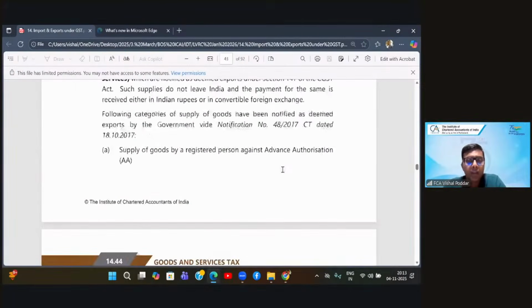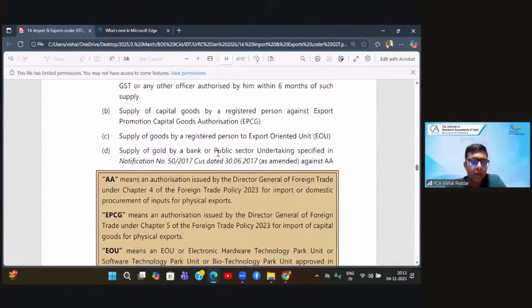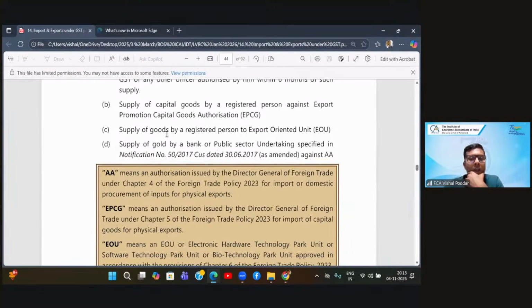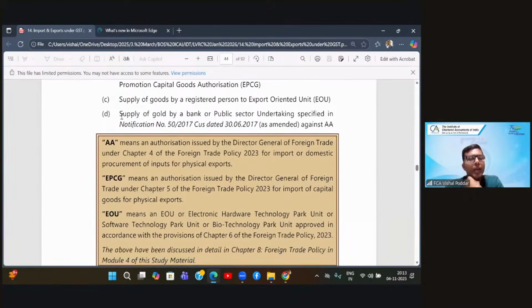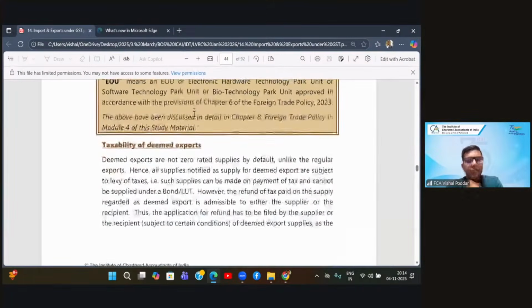So, what are the supplies covered under deemed export? Where supplies are made using the advance authorization license or EPCG license. Let us say you have one of these licenses and you are buying domestically any goods or capital goods from me. You can ask me to supply it to you under the advance authorization, and once I supply it to you under the advance authorization, the supply becomes a deemed export. Next, if you are an EOU, the supply of goods which I am making to you will also fall under deemed export. And lastly, supply of gold by a bank or PSU as notified in notification 50/2017 against advance authorization.